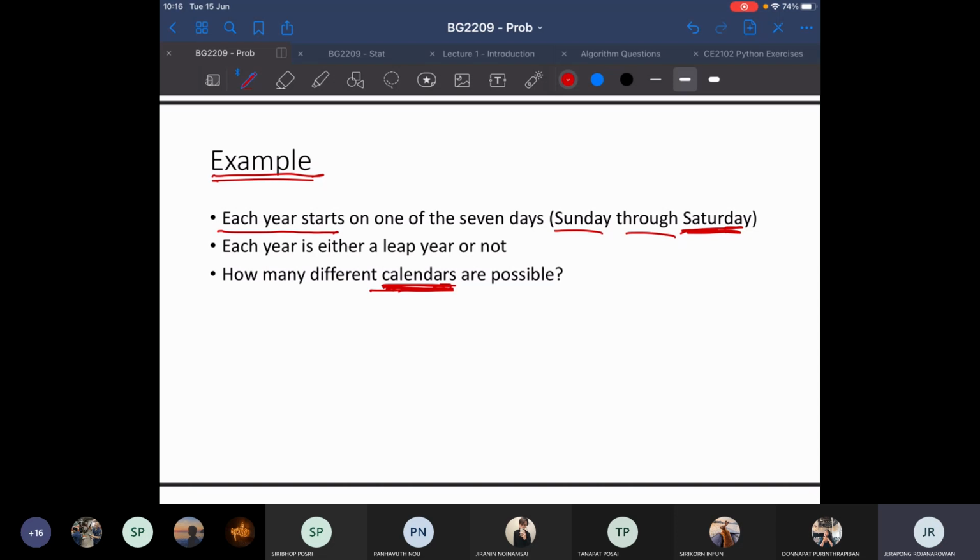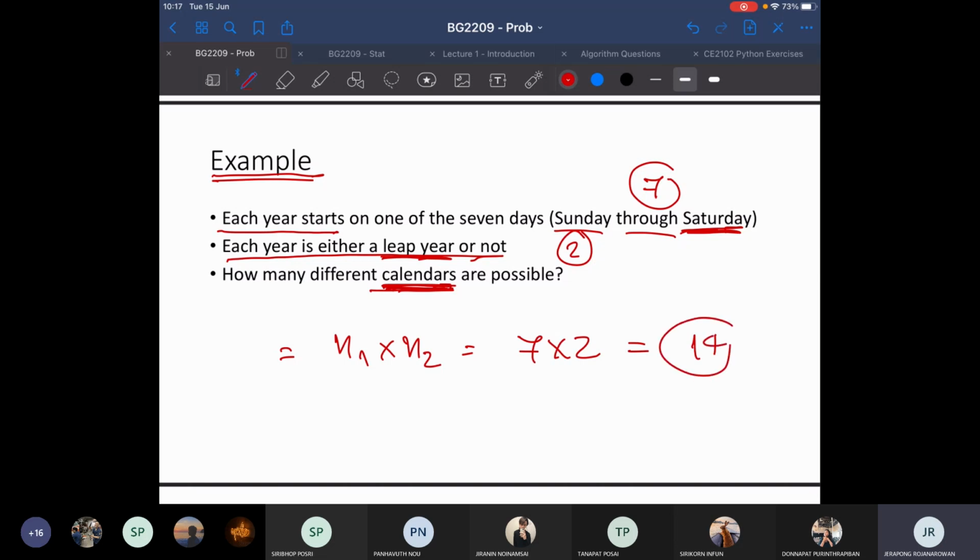Right? There are how many ways? 7 ways over here. And another thing that you have to think about is the leap year. The February 29. Do you have February 29 or not? The answer will be yes and no, right? 2 ways. Therefore, in this case, the number of calendars is N1 by N2, which is 7 into 2, which is 14. 7 is the starting of the calendar. 2 is leap year or not leap year. So you get 14 different calendars.